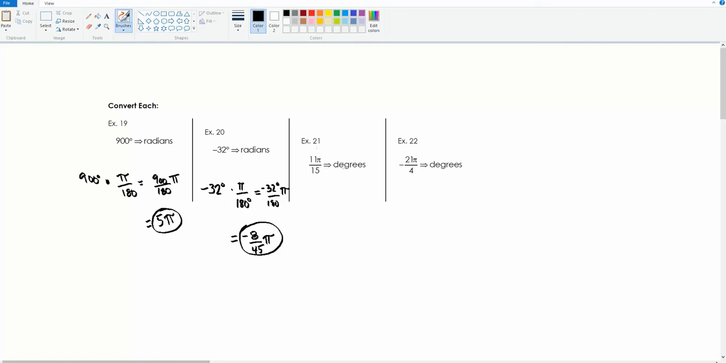All right, now we have radians and we want to convert it to degrees. I need more room, so I'm going to work over here. Times 180 over pi. And the beauty of this is that the pi's cancel. And you're left with 11 times 180 over 15. And I get 132.